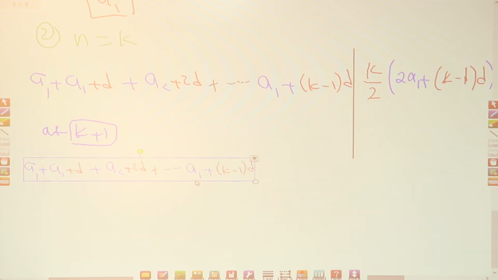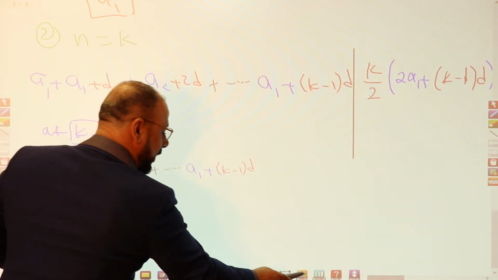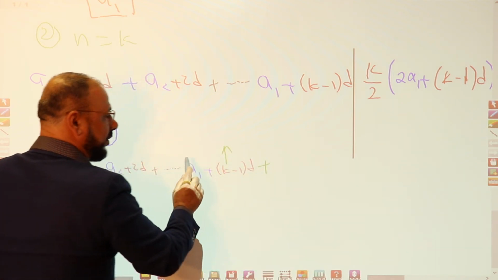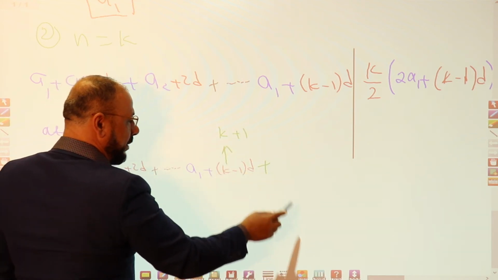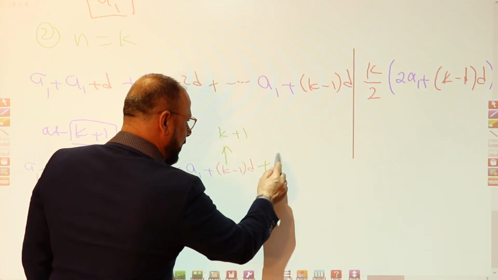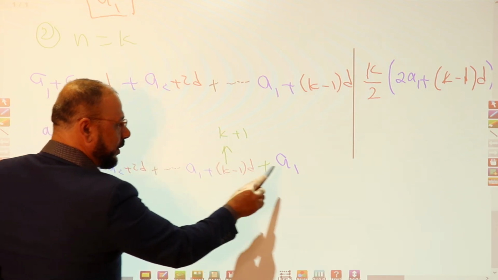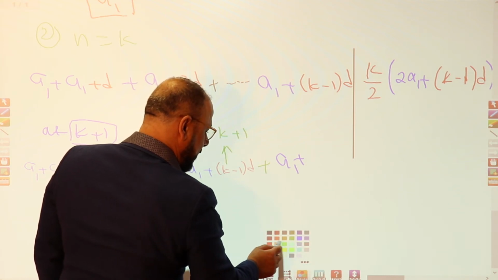Now the term comes after that. After this, I'm going to use a different color. That means if you put k plus 1 here, if you change k here to plus the term after this, this k is going to be k plus 1, then it's going to be a1, the term after that, a1, k plus 1 minus 1 is only k, right? Plus kd.